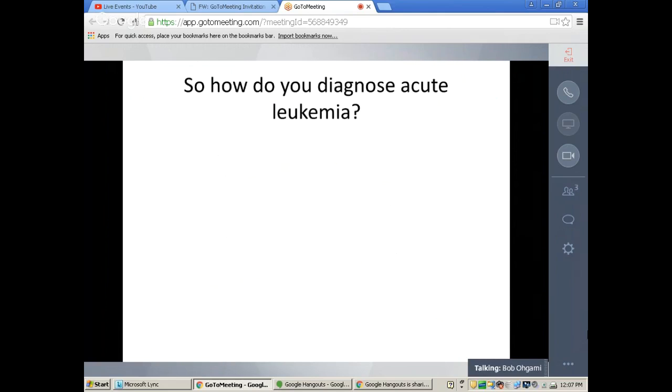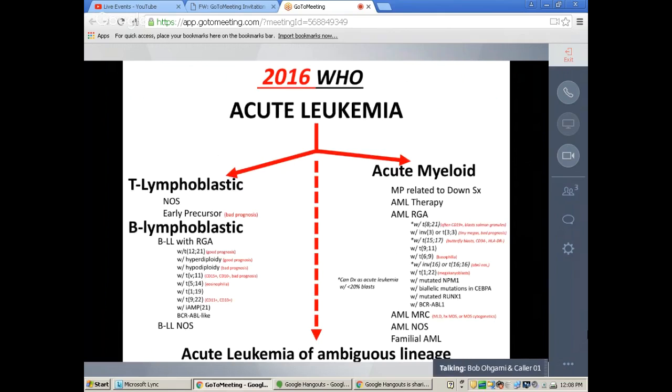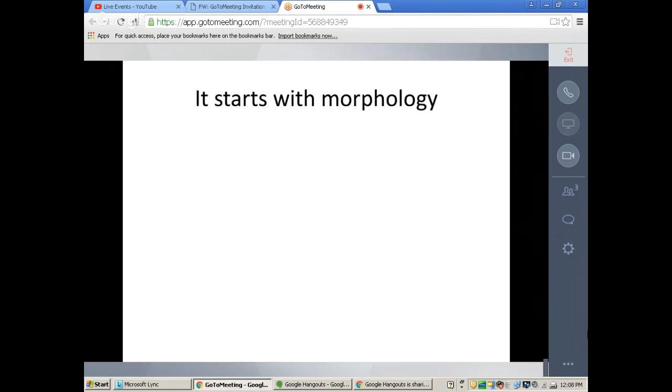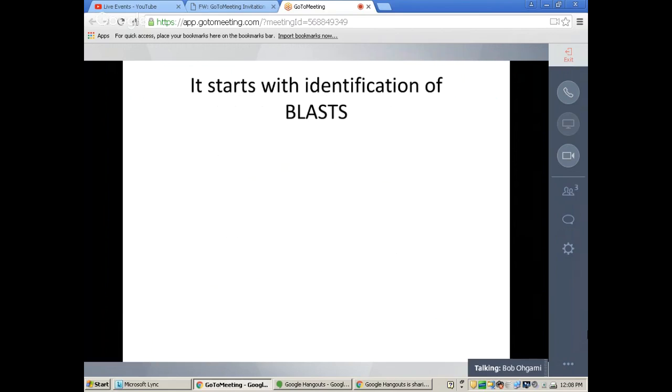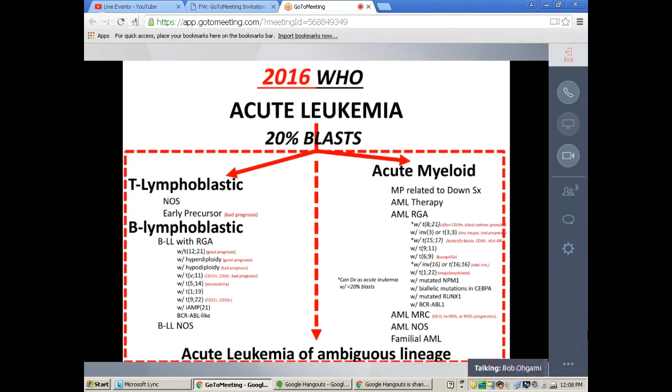So how do you diagnose acute leukemia? Again, this is a practical, pragmatic approach to the diagnosis of these entities. We use the 2016 WHO, and it starts with morphology. We all know this. It starts with the identification of blasts. In general, to get to the category of acute leukemia, we require a threshold of 20% blasts. That allows you to start to think about whether it is T lymphoblastic leukemia, B lymphoblastic leukemia, or acute myeloid leukemia.